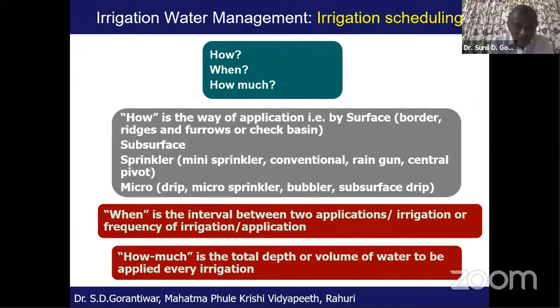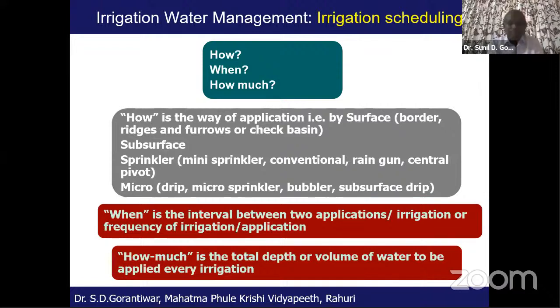The second question is when. When to irrigate means the interval between 2 applications, or basically the frequency of irrigation. If I irrigate my field today, then when should I irrigate the same field next time? Maybe it is today itself, or tomorrow, or after 7 days, or after 15 days. So basically it is the interval between 2 irrigations, 2 applications of water, or the frequency of irrigation. Then how much means when I irrigate my field every time, how much water should I apply, either in terms of depth or volume. Whether I should apply 5 mm of water, or 5 centimeters, or 100 liters of water per tree, or 2 liters of water per dripper, or anything related to the quantity.